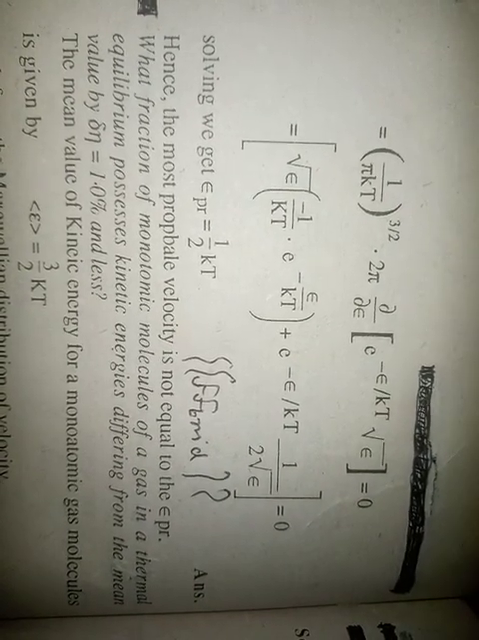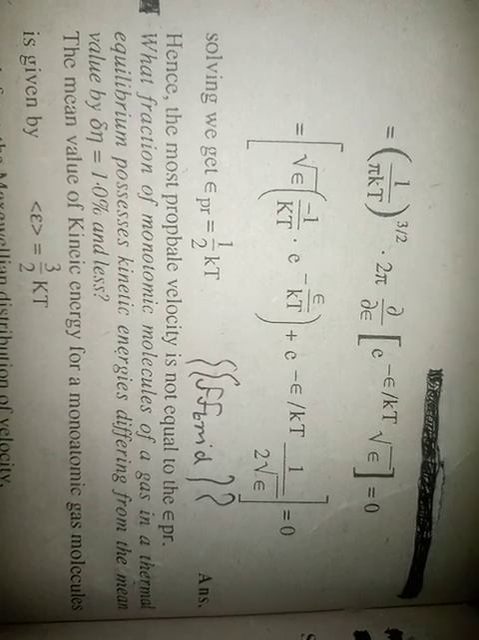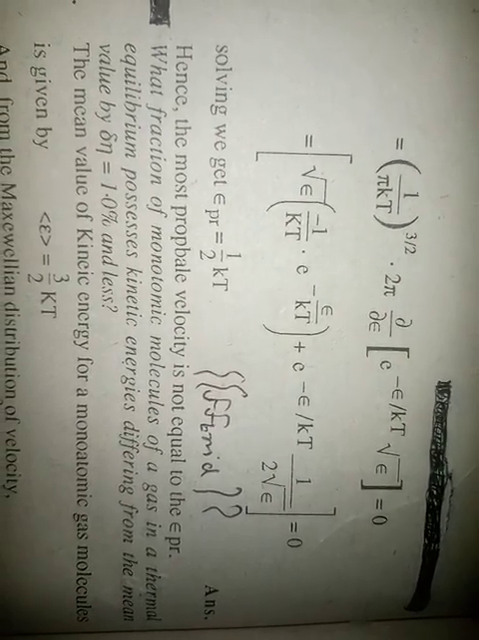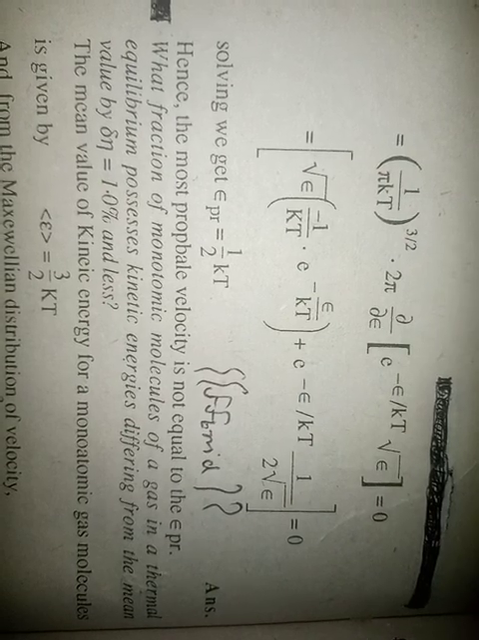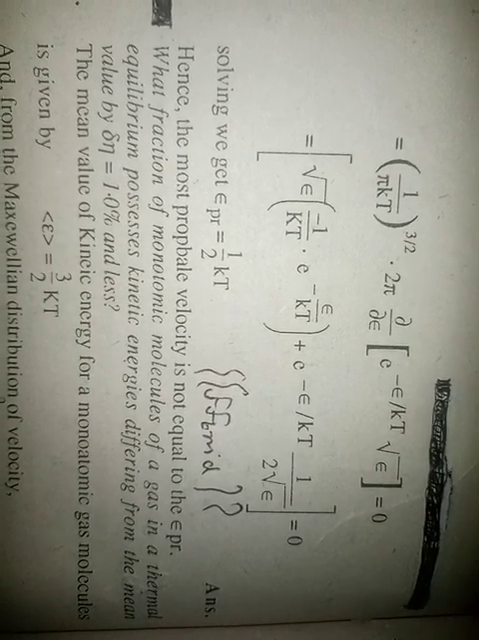Solving, we get ε_pr equals 1/2 kT. Answer: hence the most probable energy is not equal to the energy corresponding to the most probable velocity.